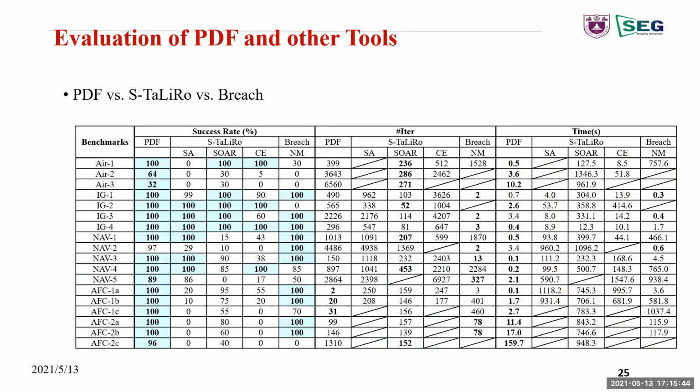Now we compare PDF with Estereal and Bridge, two state-of-art falsification tools of HA. Since Estereal and Bridge only focus on deterministic HA, we compare PDF with them in the 18 deterministic cases. Bridge is equipped with its default optimization method, NM, and Estereal is equipped with 3 optimization methods, SA, SOR, and CE, provided inside. Thus, including PDF, there were 5 settings altogether.